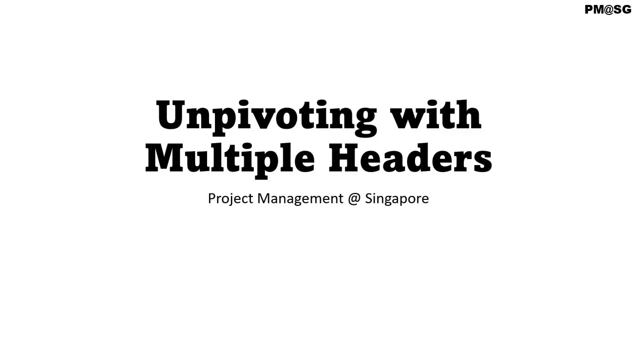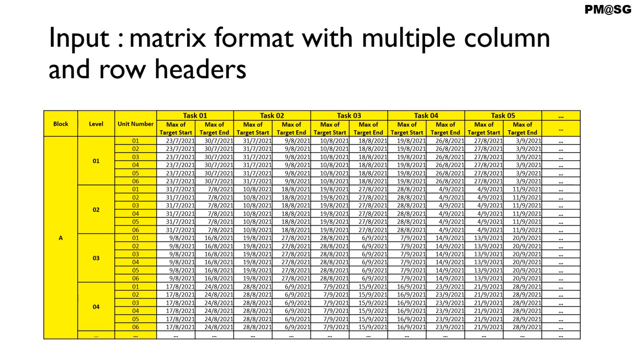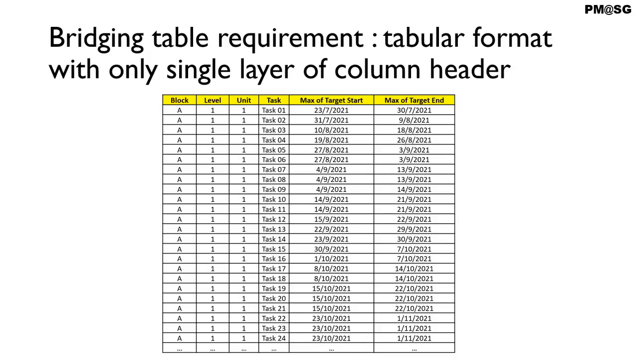This video is for showcasing that unpivoting a matrix format table with multiple layers of headers is not difficult at all. It is rather common to need to work with input tables with multiple layers of column headers and row headers. And as highlighted in the earlier video, for ease of data processing, you may want to create a bridging table in tabular format with only one single layer of column header.